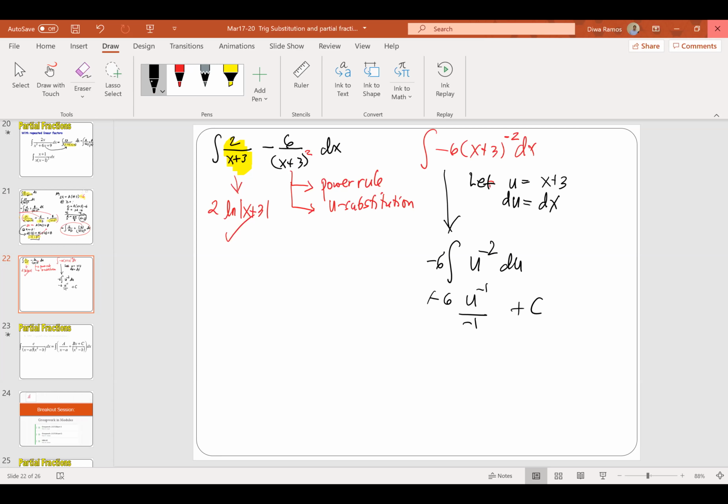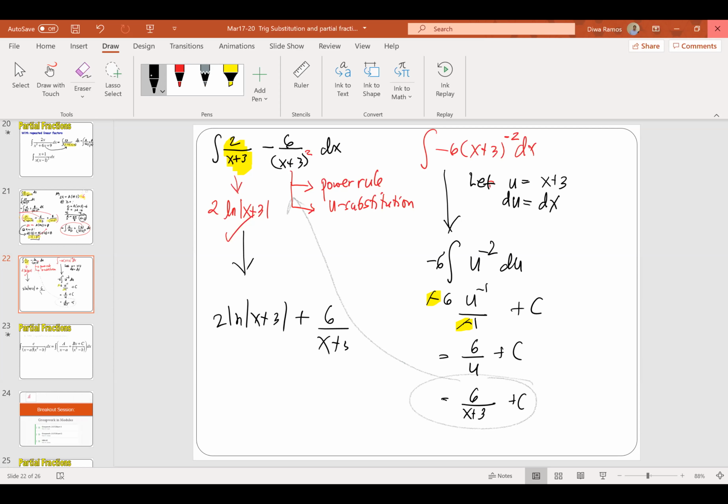So that will cancel the negatives here. So this thing here and that thing there. So far, so good. So this will be a 6 over u. If I flip back the -1 exponent, the u to the -1, it will go back to the denominator. The other part will be x plus c. And now we can combine those answers together. So we'll have 2 ln of x plus 3 plus 6 over x plus 3 plus c.